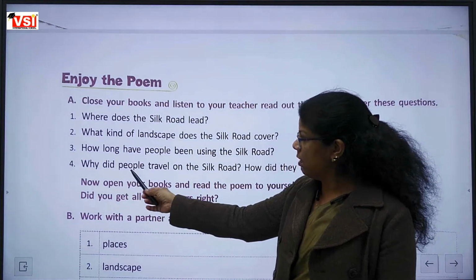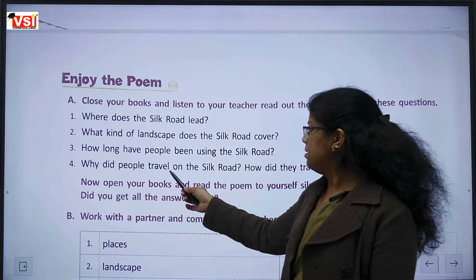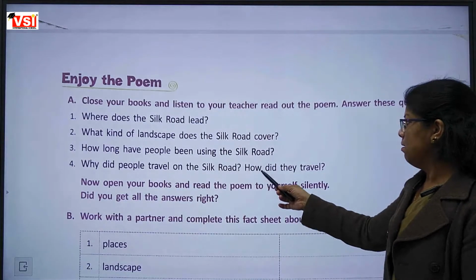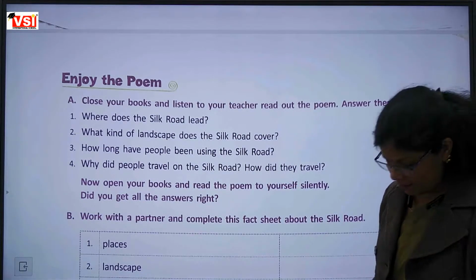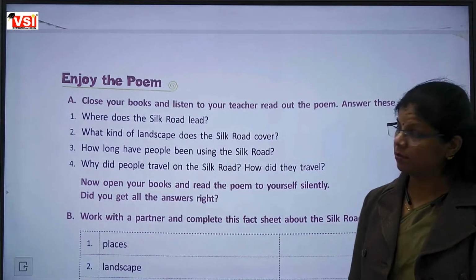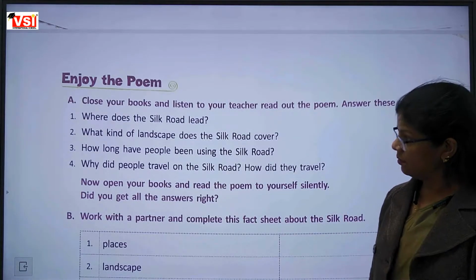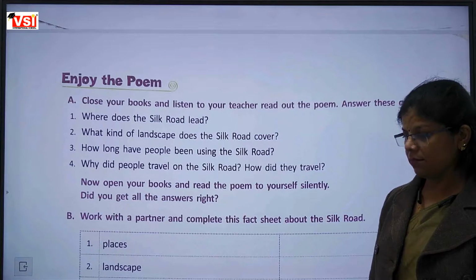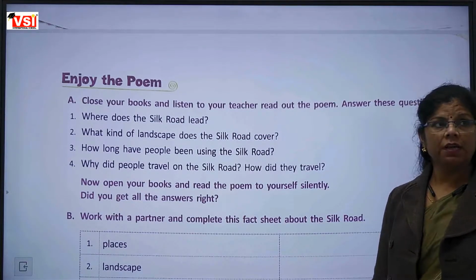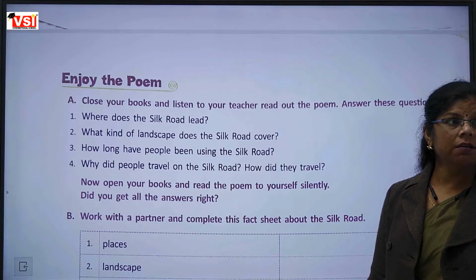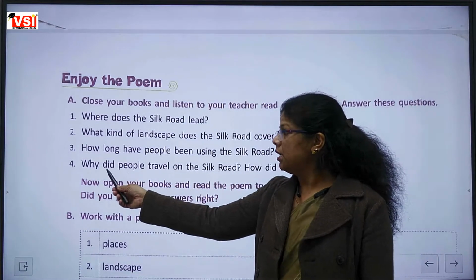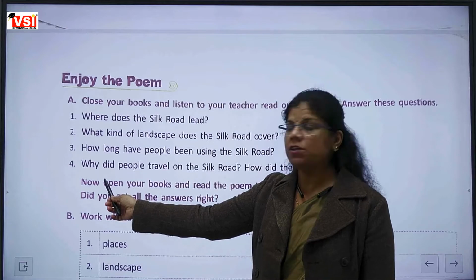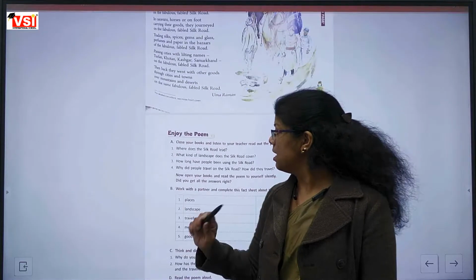Fourth question is, why did people travel on the Silk Road? Yes, why did people travel? For selling their goods, for trading goods. For selling their goods, you can say. People traveled on the Silk Road. See, the question uses did, which means it is a past answer.